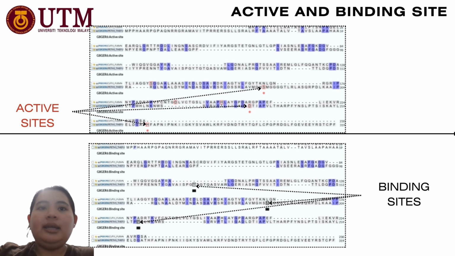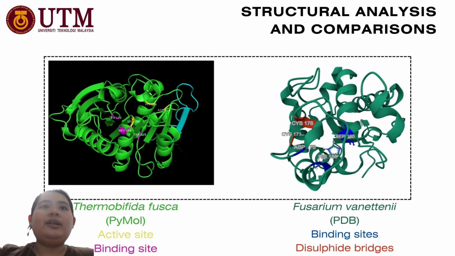Next, I present two images. The first image shows the active site between Thermobifida fusca and Fusarium vanettenii. This comparison reveals the functional regions that are conserved or differ between the two proteins. The second image indicates the binding sites of these two proteins. Binding sites are crucial for the protein's interaction with other molecules, which can provide us insights into their functional similarities and differences. Moving on to the 3D structures.